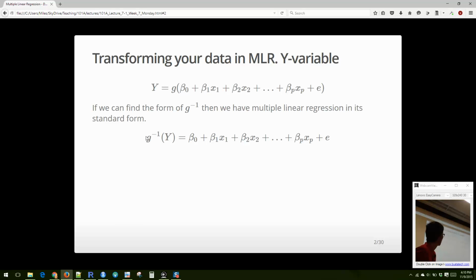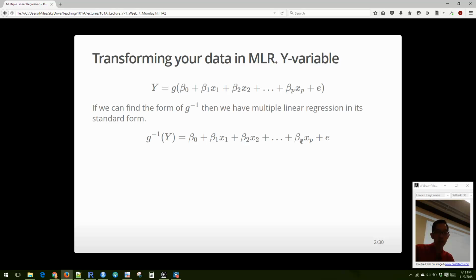Okay, so if we're going to transform just the y variable, one way we can think of it is that y equals a function of a multiple linear regression model. We have the regular multiple linear regression model as it appears here, but then there's a function g, and so we can model the inverse of g of y as standard multiple linear regression.